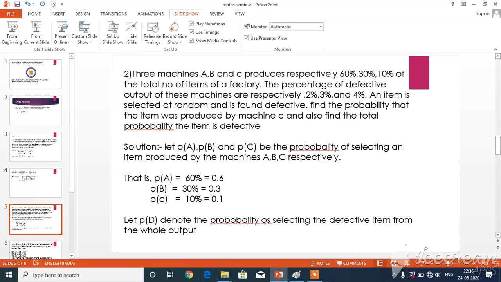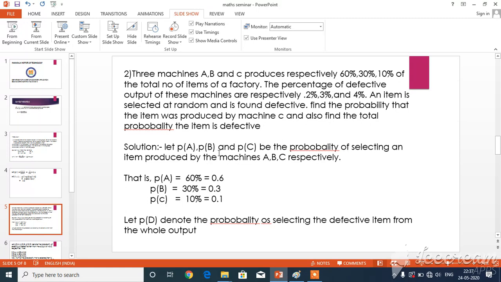Three machines A, B and C produce respectively 60%, 30% and 10% of the total number of items of a factory. The percentage of defective output of these machines is respectively 2%, 3% and 4%. An item is selected at random and is found defective. Find the probability that the item was produced by machine C, and also find the total probability that the item is defective.